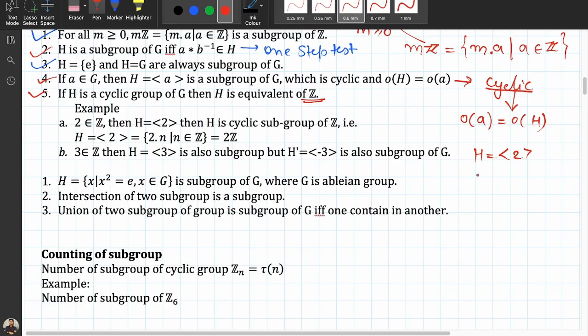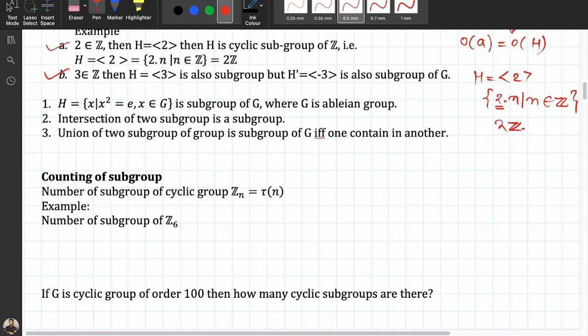Now from here I can write that each and every element is 2 into n, where n belongs to Z, so I can write this as 2Z. That's what I explained to you. Z under addition, the group of integers, is always a group, and mZ, where m is greater than or equal to 0, is always a subgroup by the simple criteria. You can write it for any number.